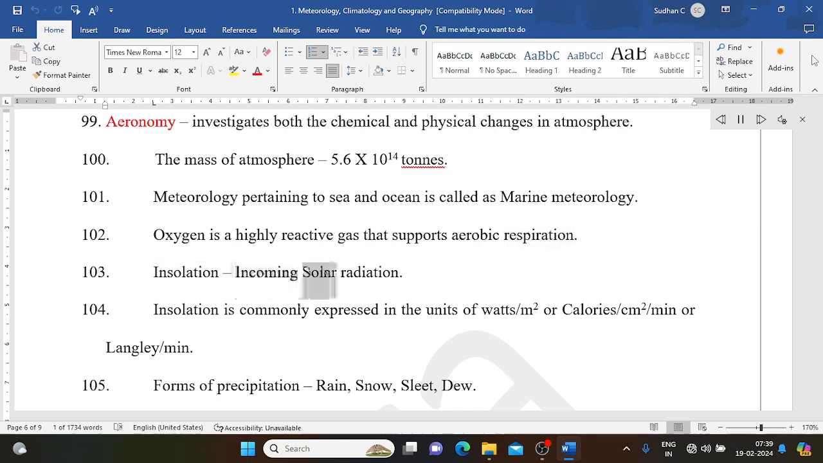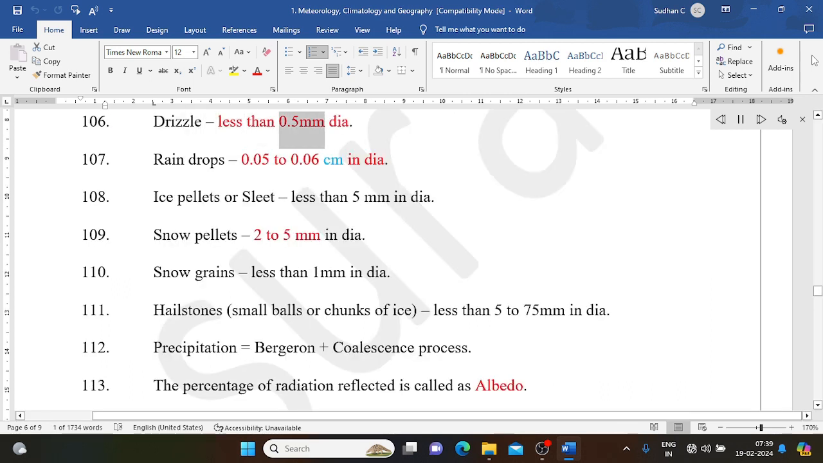Insolation is incoming solar radiation. Insolation is commonly expressed in units of watts/m² or calories/cm²/min or Langley/min. Forms of precipitation: rain, snow, sleet, dew. Drizzle is less than 0.5 mm in diameter.